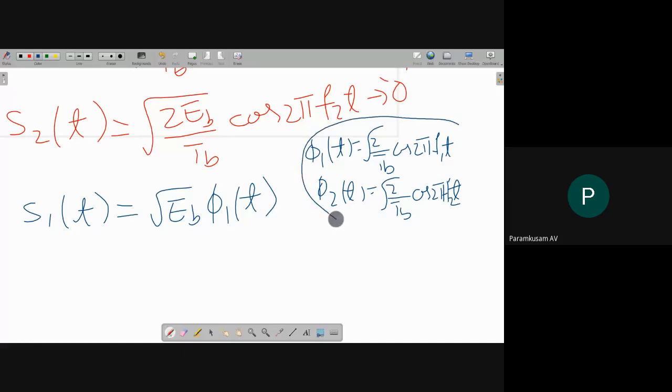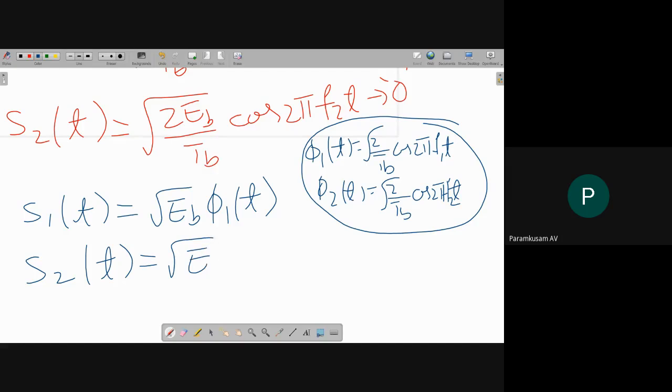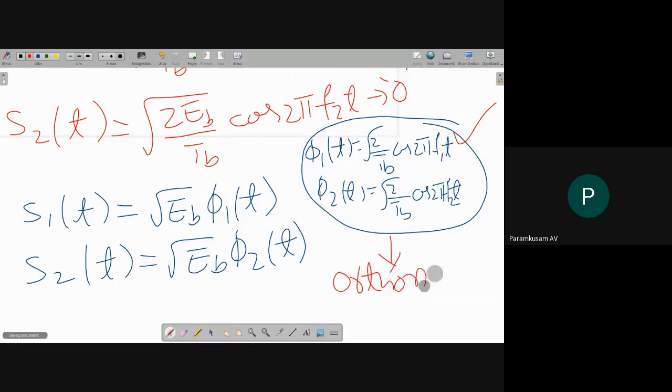We noted these two equations yesterday. Then you can write S1 of t is equal to root Eb phi 1 of t. Similarly, S2 of t can be written as root Eb phi 2 of t, where phi 1 of t and phi 2 of t are given by root over 2 by Tb cos 2 pi f1 t, and phi 2 of t is equal to root over 2 by Tb cos 2 pi f2 t. These two functions are called orthonormal functions.